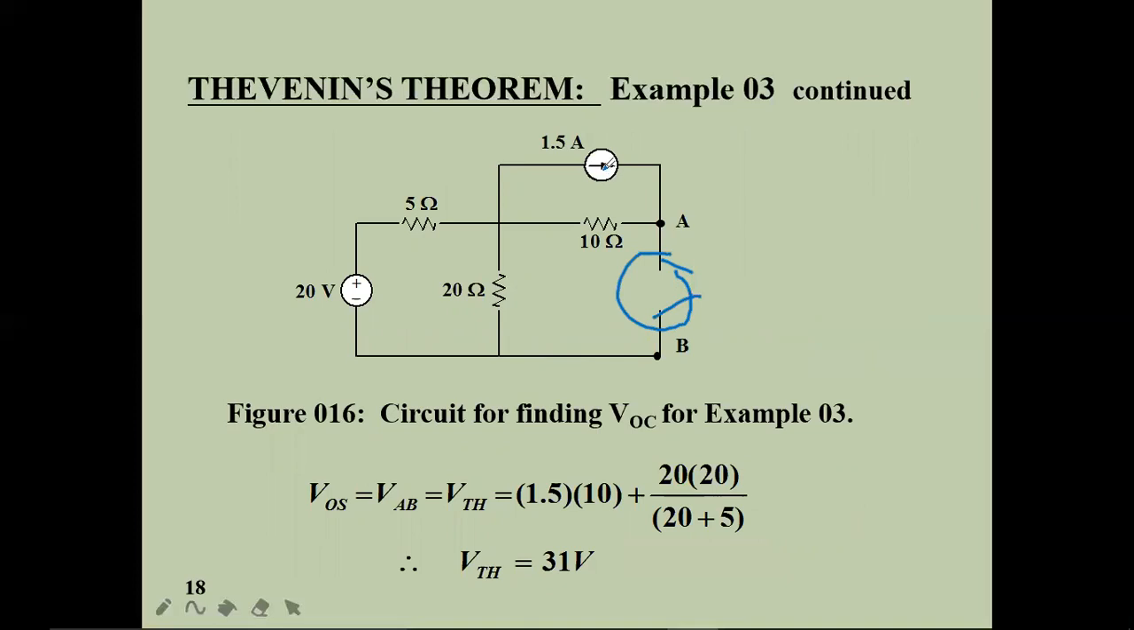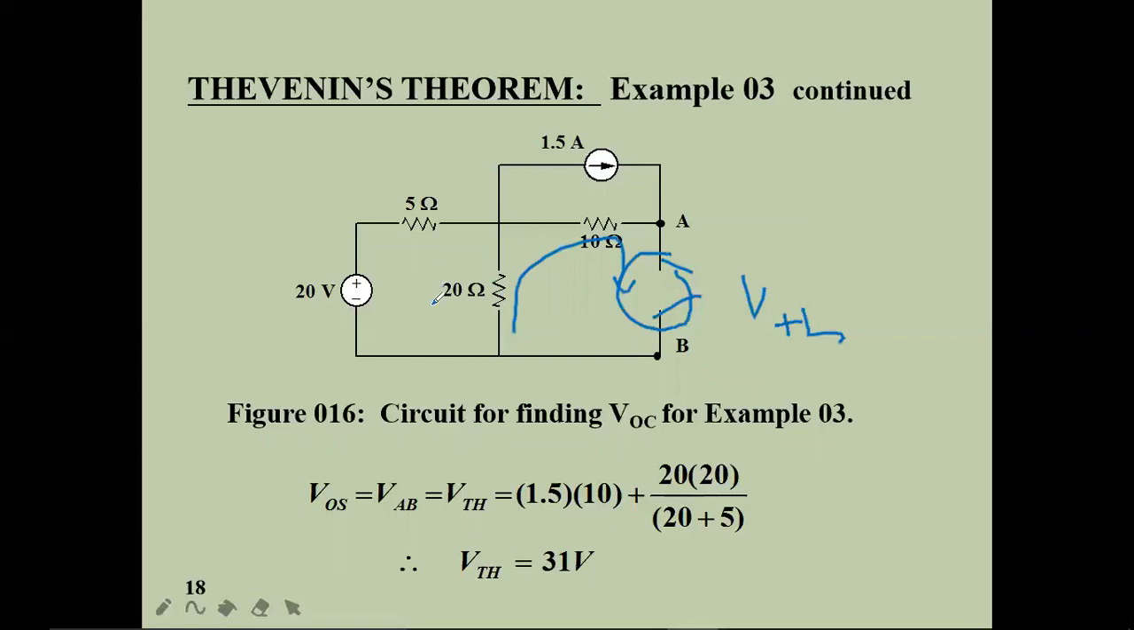Here this is a current of 1.5 amps, this is a 10 ohm resistor, and this is the voltage. For finding this VTH, if I draw the loop over here, you need to consider two voltage drops: one across the 20 ohm resistor and another across the 10 ohm resistor. To find the voltage across the 20 ohm resistor, you should depend upon the VDR.